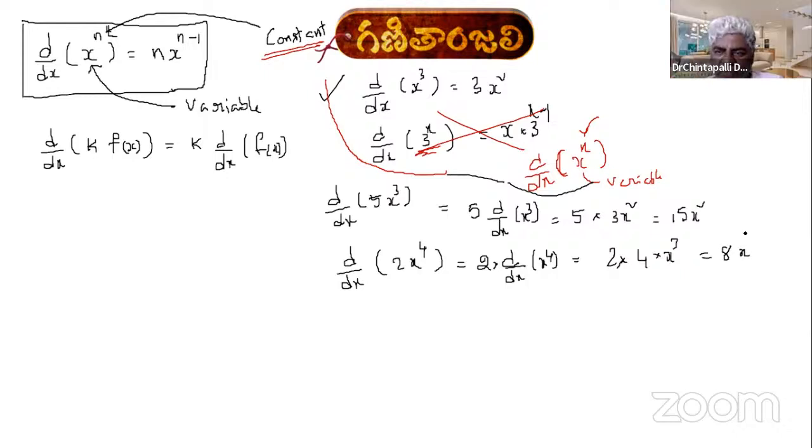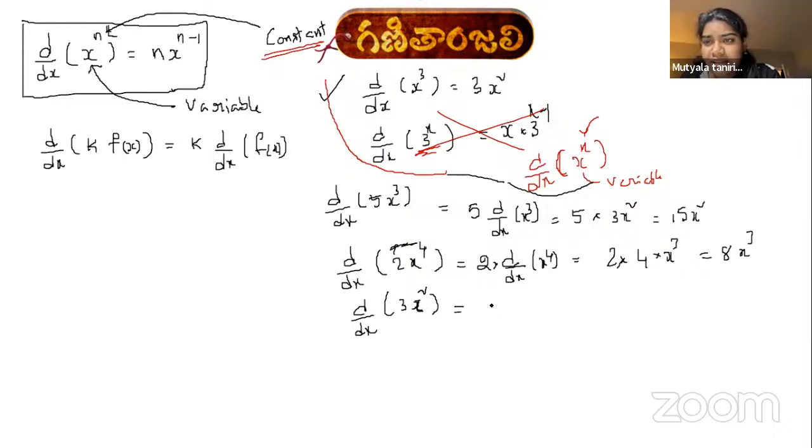If we understand the calculation, we can write it directly. Because 2 4s are 8, 8x cube. Now tell what is derivative of 3x square? 6x. Very good.